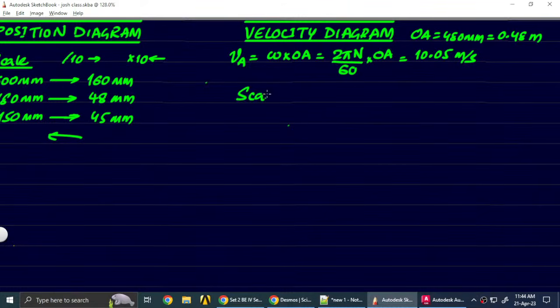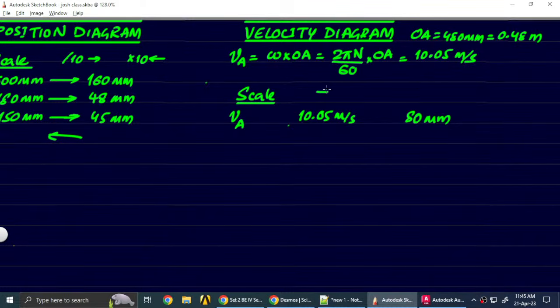Now once again we have to take a scale for the velocity diagram. First is the velocity of A. Its actual velocity is 10.05 meters per second. This we need to convert into some convenient length that we can easily draw on our sheet. My suggestion is to go for either 50 mm or 80 mm, whichever is convenient for you. The more you take, the more accurate the result, but at the same time it will be more difficult to fit on the sheet that we have provided. So make the best choice depending on what suits you. In my case, I'll go with 80 mm. So this is my scale.